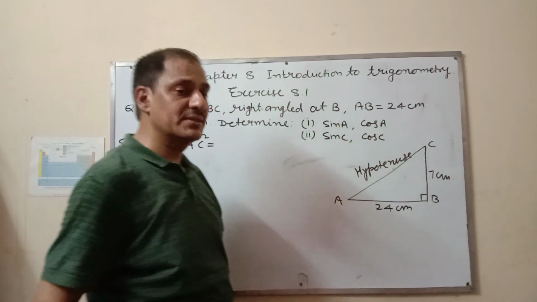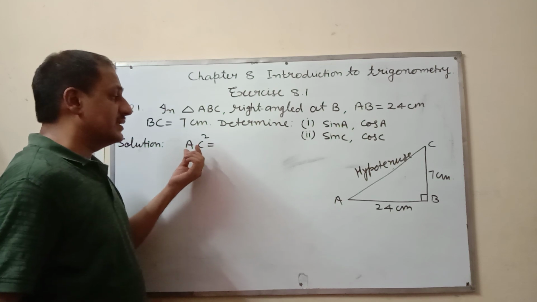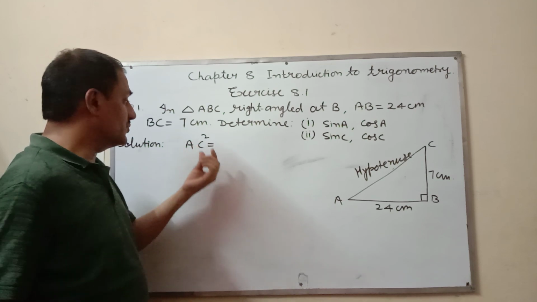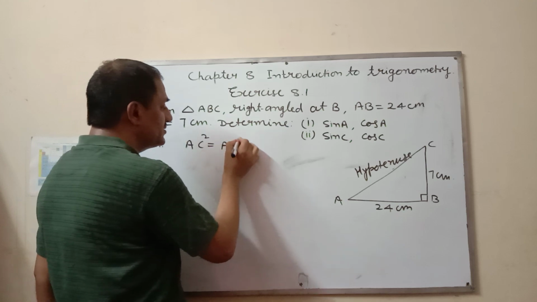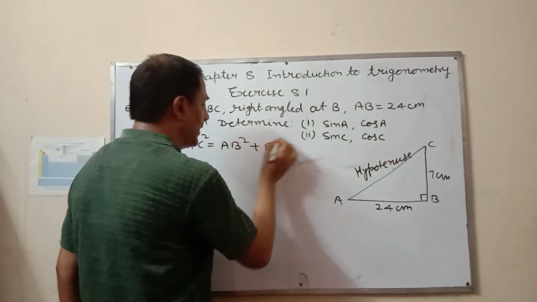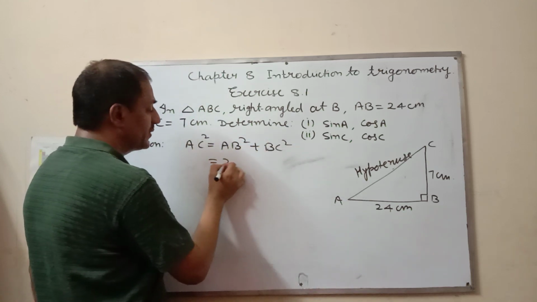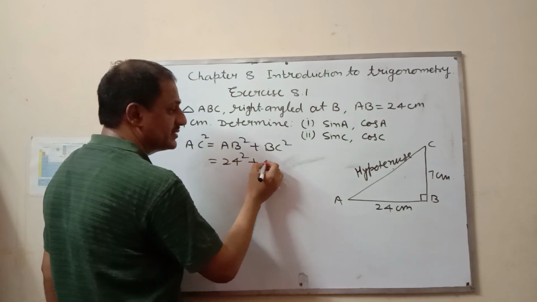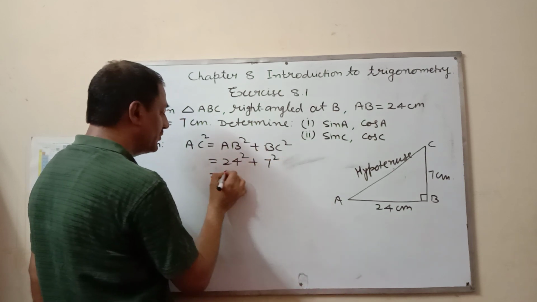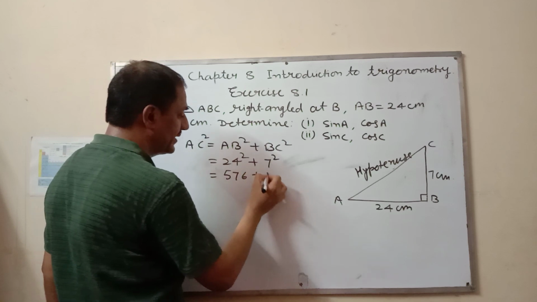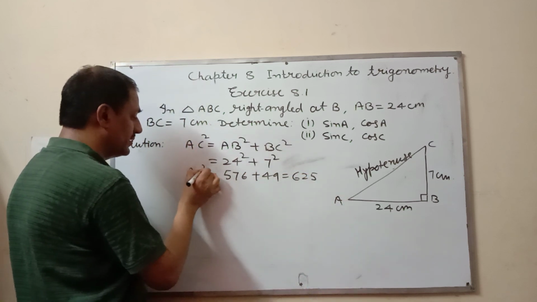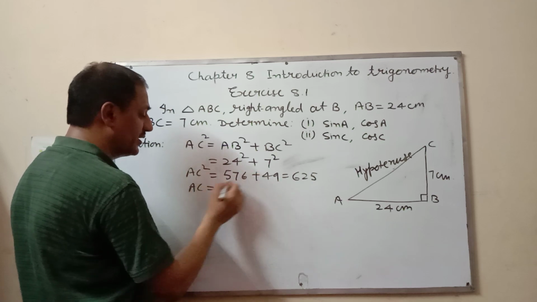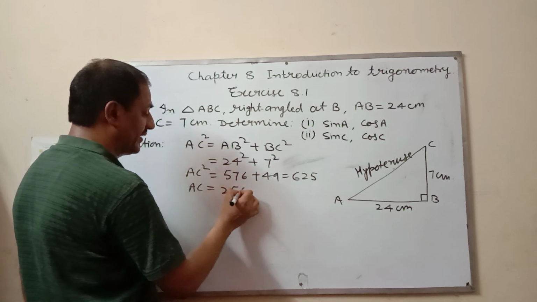You know that the square of the hypotenuse is equal to the sum of the squares of the remaining two sides. It is equal to AB square plus BC square. AB is 24, so square of 24 plus square of 7 equal to 576 plus 49. It is equal to 625. So AC equal to under root 625 equal to 25 centimeter.